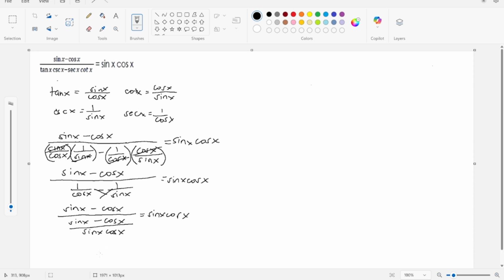So, diba, pag nagde-divide tayo ng fractions, for example, a over b divided by, wait, i-move natin onte.